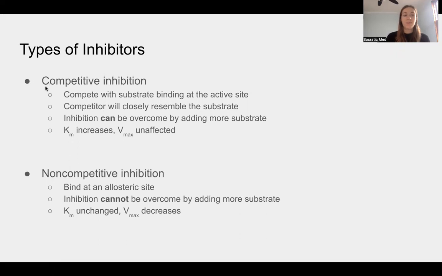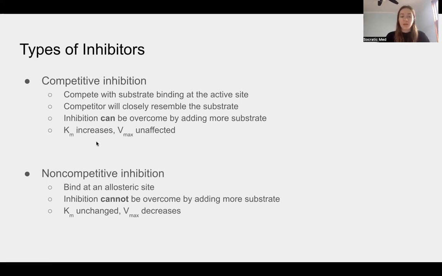Okay, so competitive inhibition, which was the answer to our question. This is where the inhibitor will compete with substrate binding at the active site. As you can imagine, the competitor will closely resemble the substrate in structure, so it can fit into that active site. Even if it's not a perfect fit, it will have to loosely fit in there in order to be a competitive inhibitor. This kind of inhibition can be overcome by adding more substrate, because your substrate will almost always have higher affinity for that enzyme than your inhibitor.